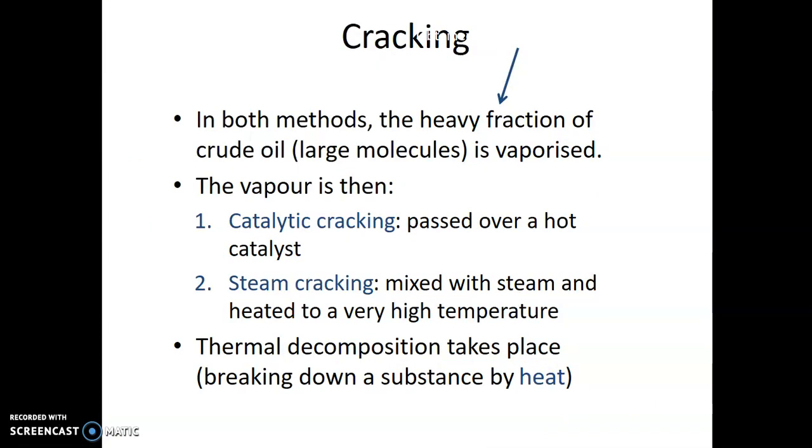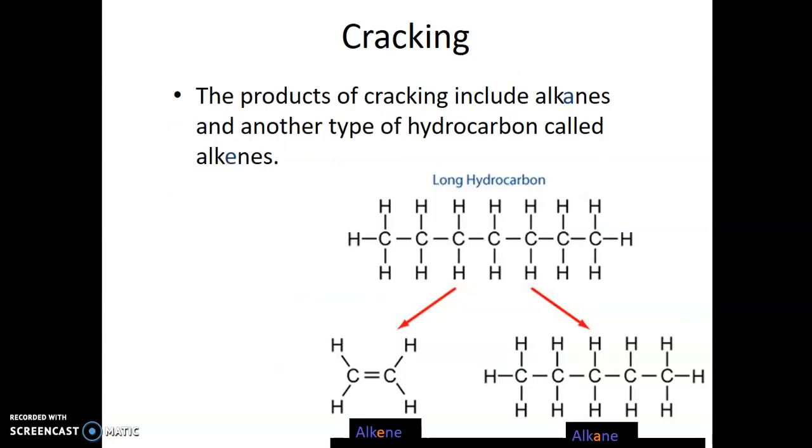Now, in both types of cracking, the heavy fraction, or the large molecule, is vaporized and then either passed over a hot catalyst or mixed with steam, which results in the thermal decomposition we've been talking about. Now, the products of cracking are short chain alkanes, but you also get, as I said, other types of hydrocarbons called alkenes. So you break down the long chain hydrocarbon and it will break down into a shorter chain alkane and another small molecule called an alkene.